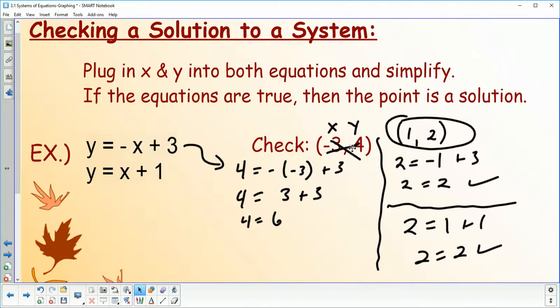So you saw one example where it wasn't a solution because we had a false statement. One example where it was a solution because we had 2 true statements. So that's how we check a point to see if it is a solution to a system. We looked at both equations we had.